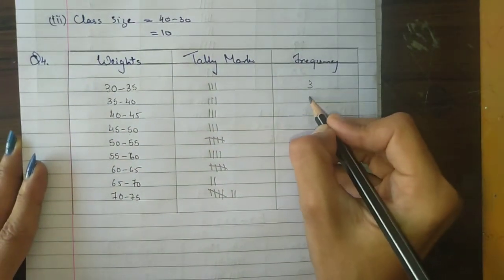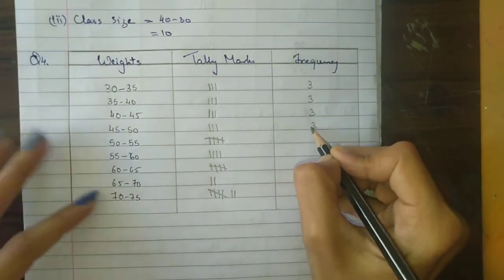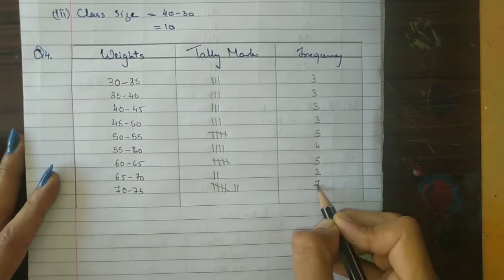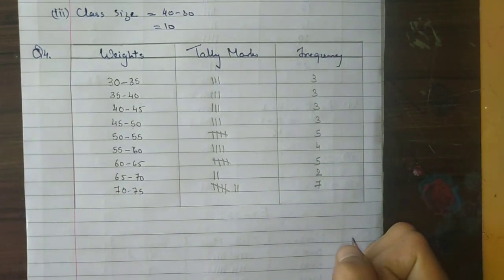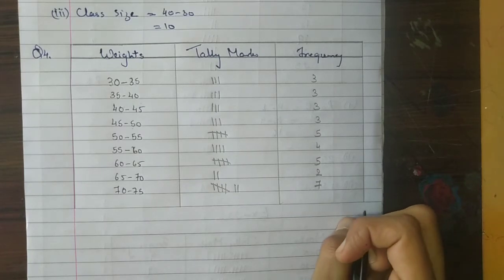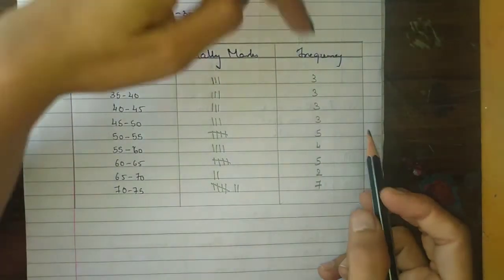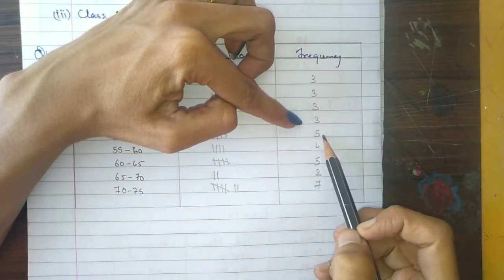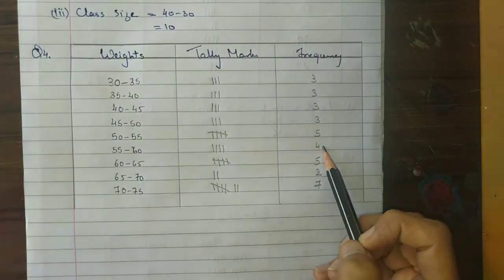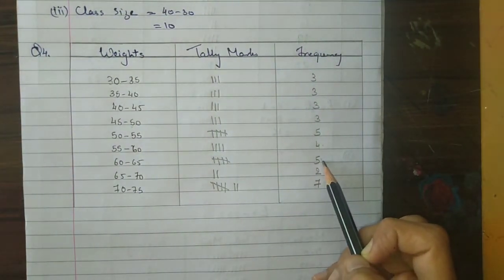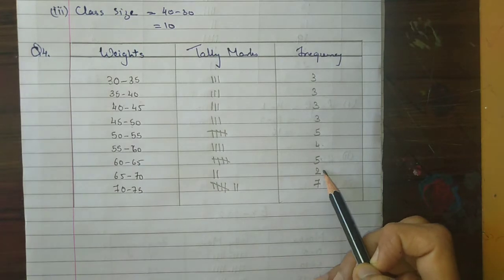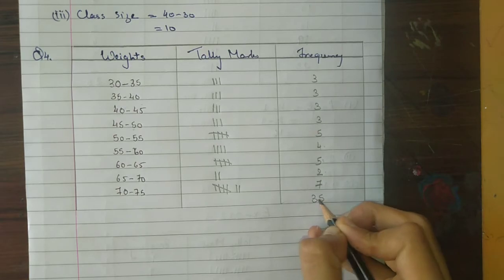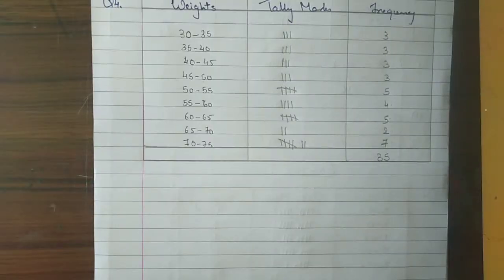That is 3, 3, 3, 3, 5, 4, 5, 2, 5, 6, 7, 7. The total should be 35. So let us count it. 3 plus 3, 6, 6 plus 3, 9, 9 plus 3, 12, 12 plus 5, 17, 17 plus 4, 21, 21 plus 5, 26, 26 plus 2, 28, 28 plus 7, that is 35. So the total is 35. Now the frequency table is completed.